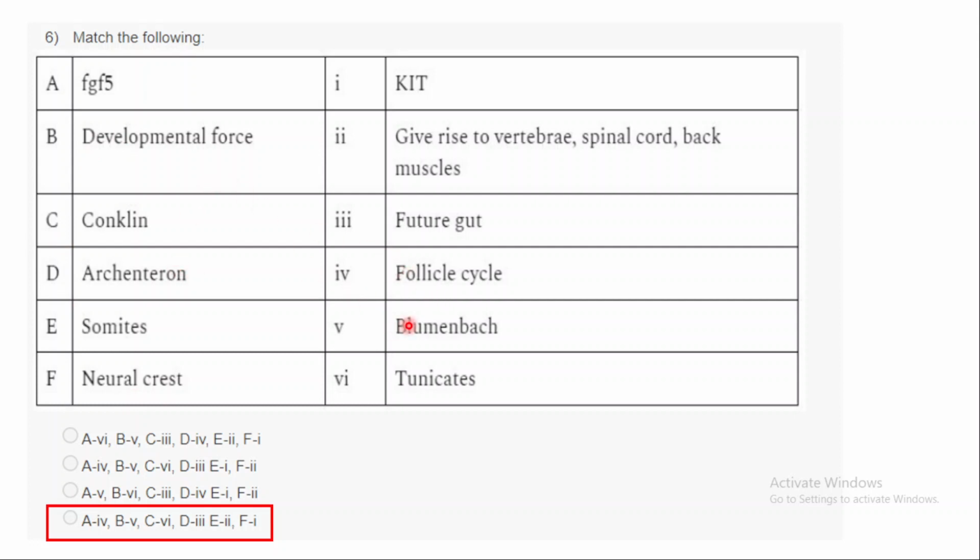Developmental force theory given by Blumenbach. Conklin experimented with tunicates. Archanteron for the future gut. Somites will give rise to vertebra, spinal cord, and back muscles. And neural crest for the KIT protein.